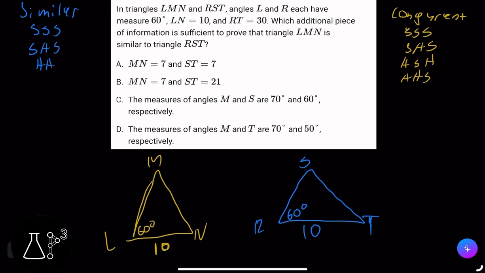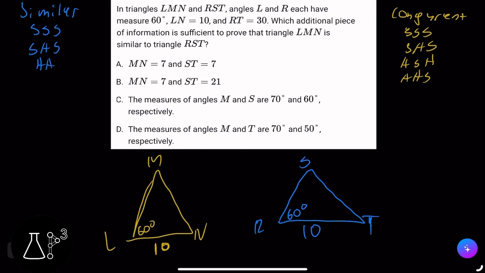Similar is SSS and AA, and those are the abbreviations of each. For congruent, it's SSS and SAS, but then there's two more, ASA and AAS. So we have to use all of that to make sure what they are asking for. If it's congruent, we use the ones that are congruent. If it's similar, we use the rules that are similar.